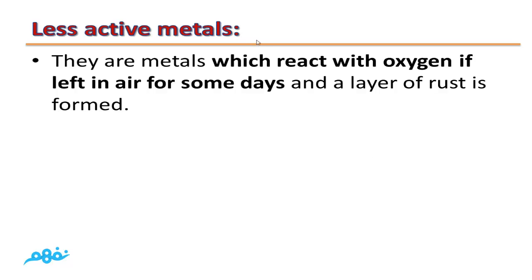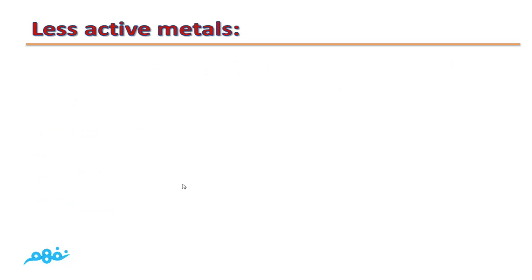What's meant by less active metals? They are metals which react with oxygen, like very active metals, but if left in air for some days a layer of rust is formed. So they react with oxygen but slowly. They react slower than very active metals. Examples: iron, aluminum, and copper.